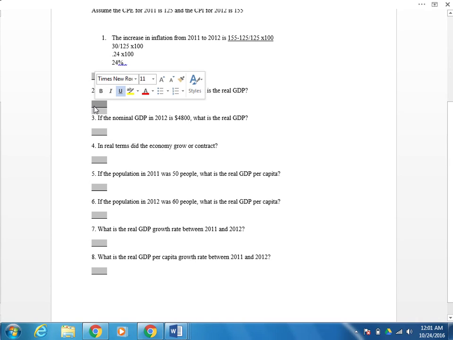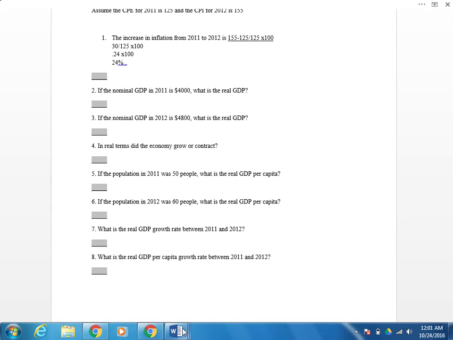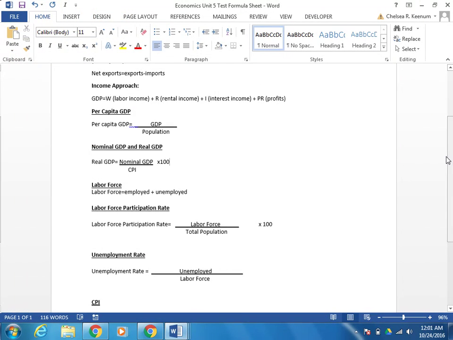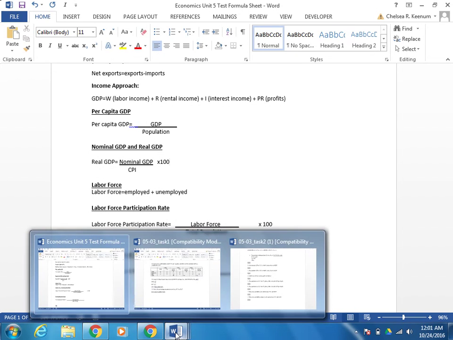Okay, let's look at number 2. If nominal GDP in 2011 is $4,000, what is the real GDP? Okay, to calculate this, and I don't know why, I feel like your lesson didn't do a good job of explaining this. So that's kind of why I made a formula sheet for you to use on your test. Real GDP is nominal GDP divided by CPI times 100.